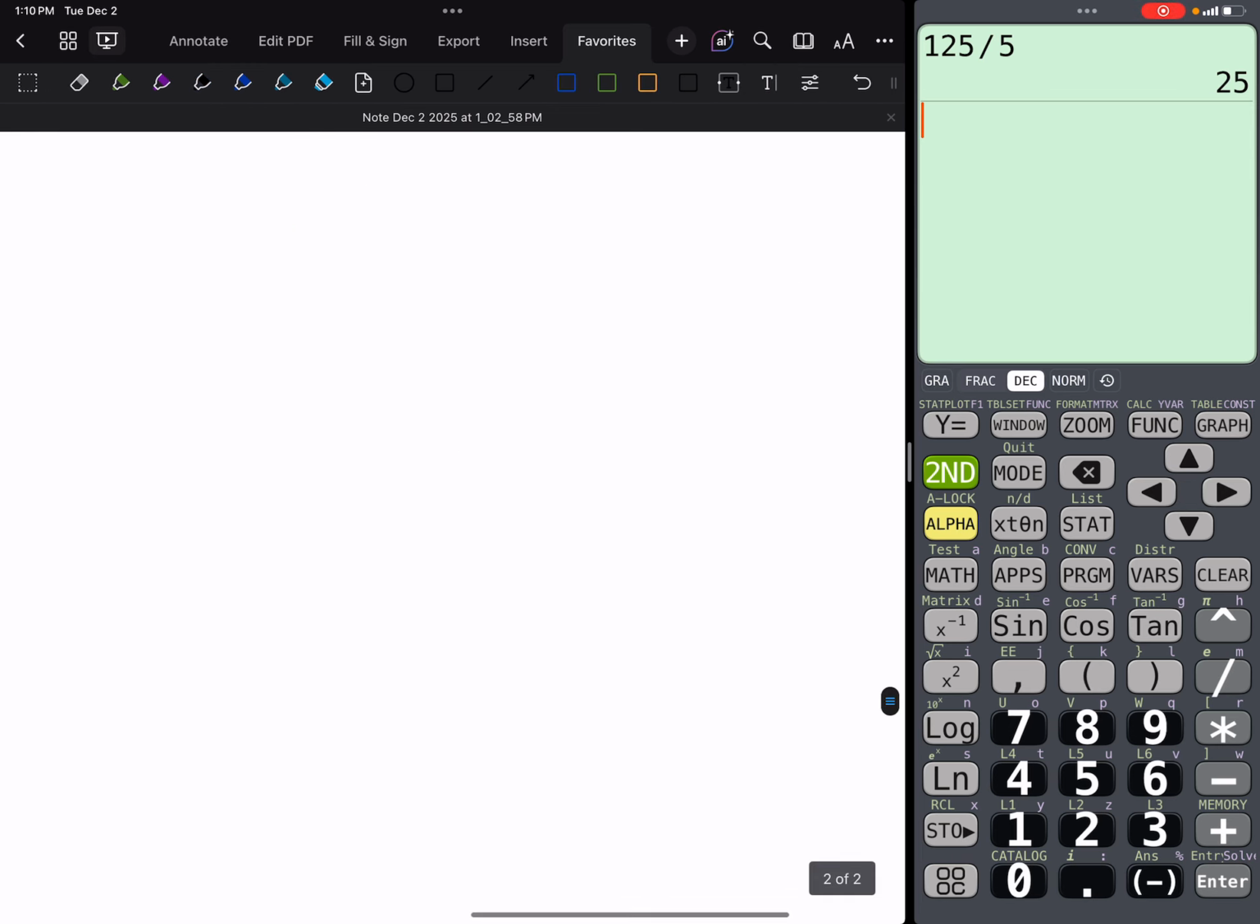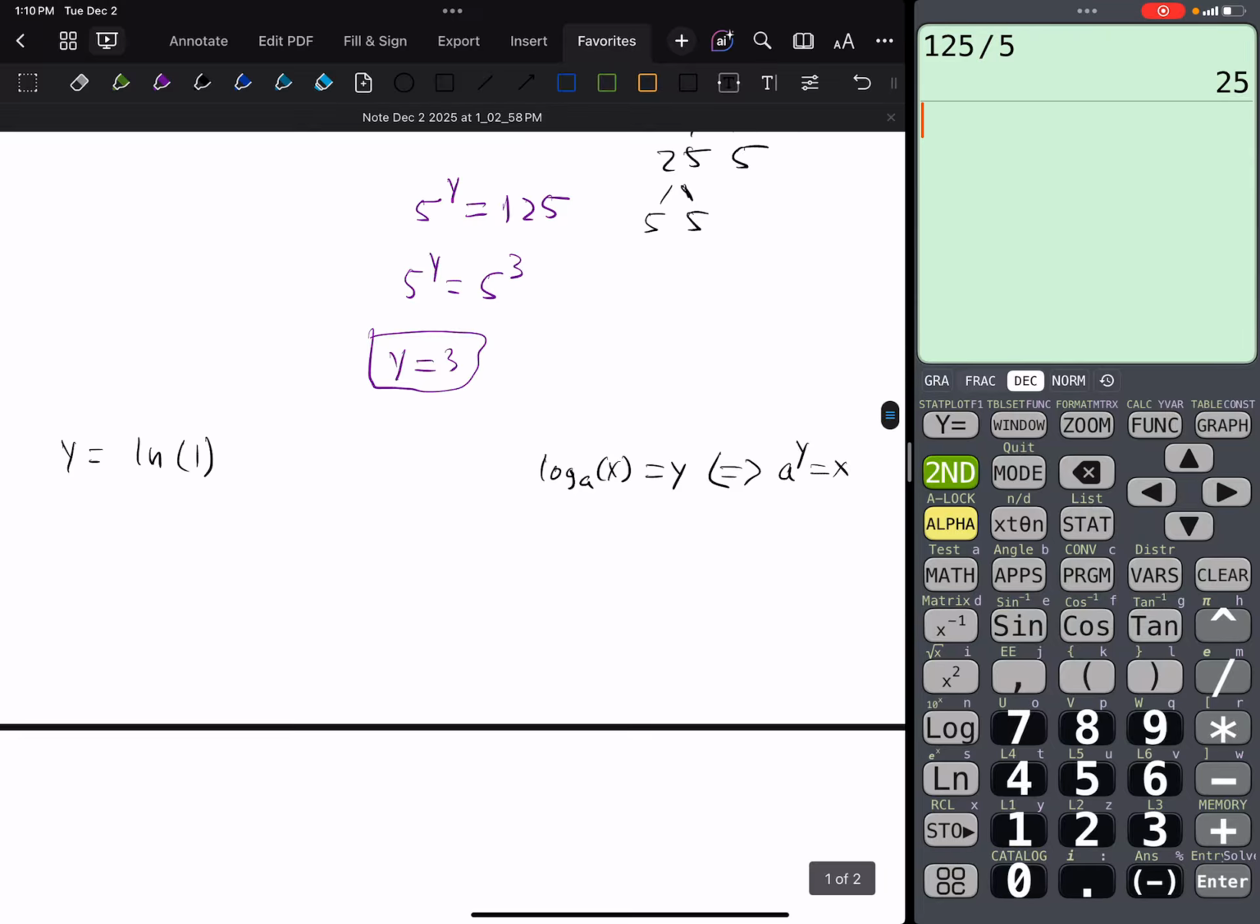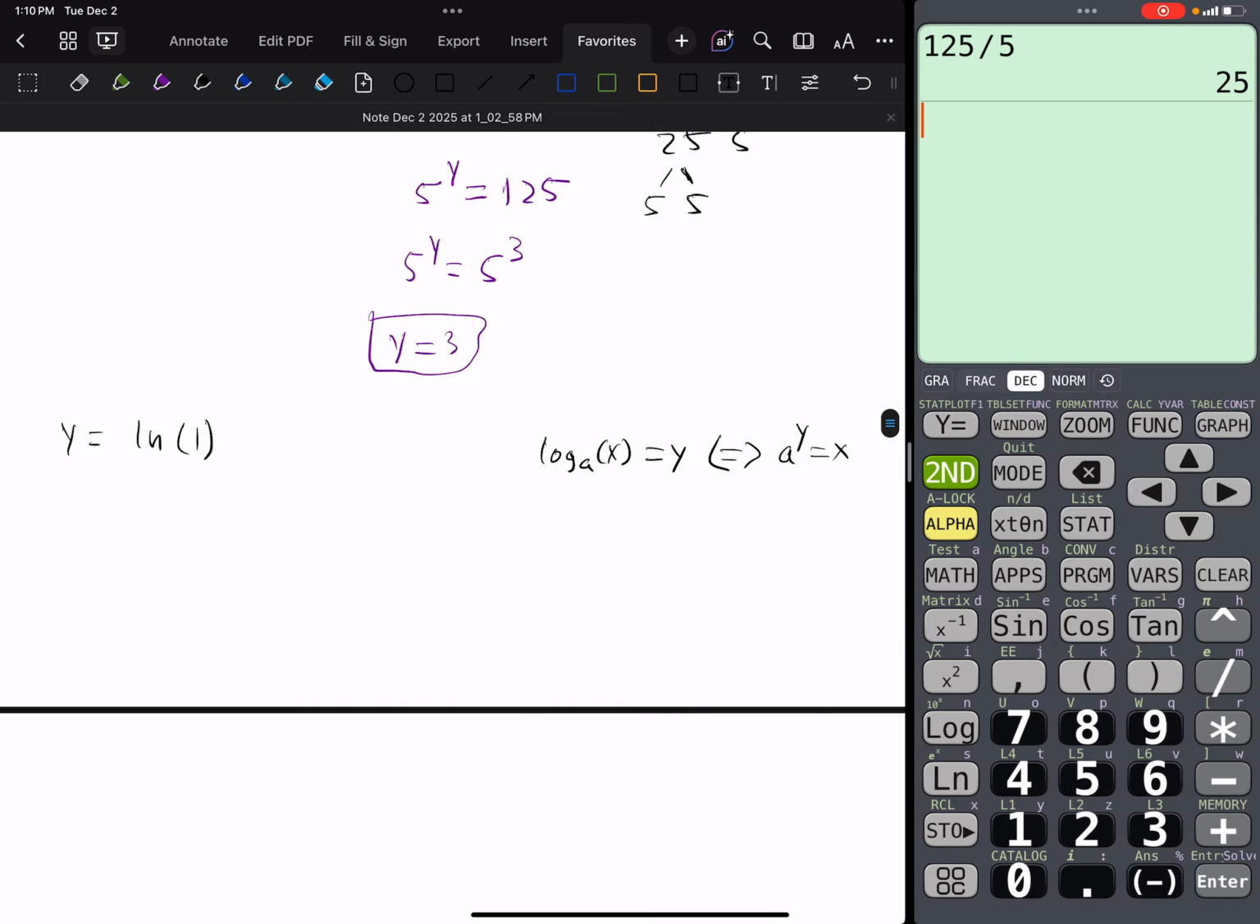Let's get ourselves a new page here. Natural log, ln, is one of those special logs. There were two special logs. ln of x is the same thing as log base e of x. It's the natural log.